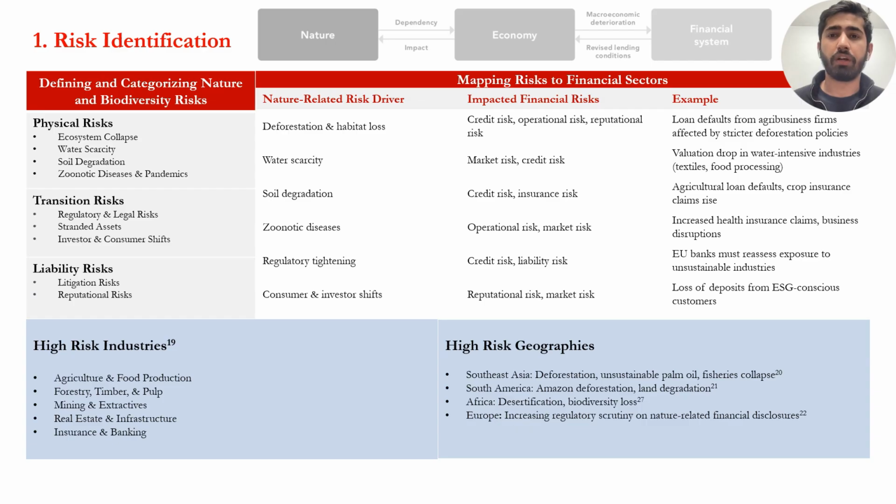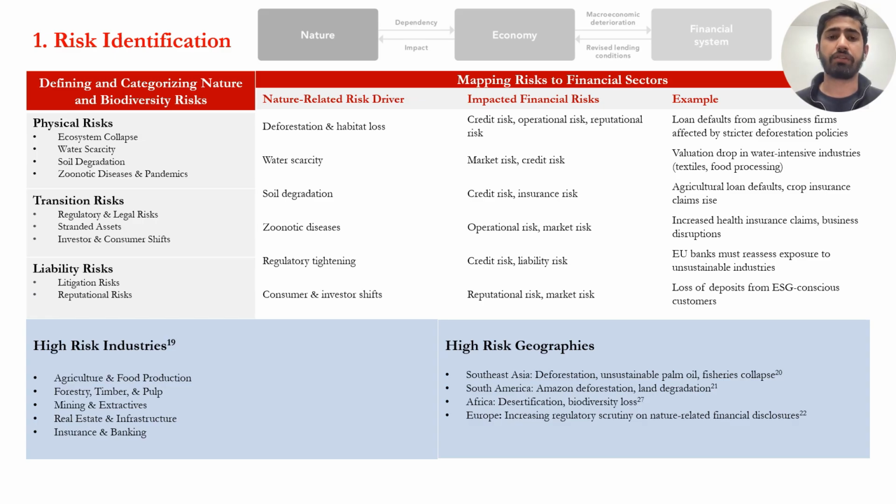Nature-related risks fall into three main types: physical, transition, and liability risks. Physical risks, like deforestation and water scarcity, disrupt industries that depend on natural resources. Transition risks arise as new policies and market shifts make some assets less valuable. Liability risks come from lawsuits, reputational damage, and regulatory fines for unsustainable practices. These risks impact the financial sector in different ways.